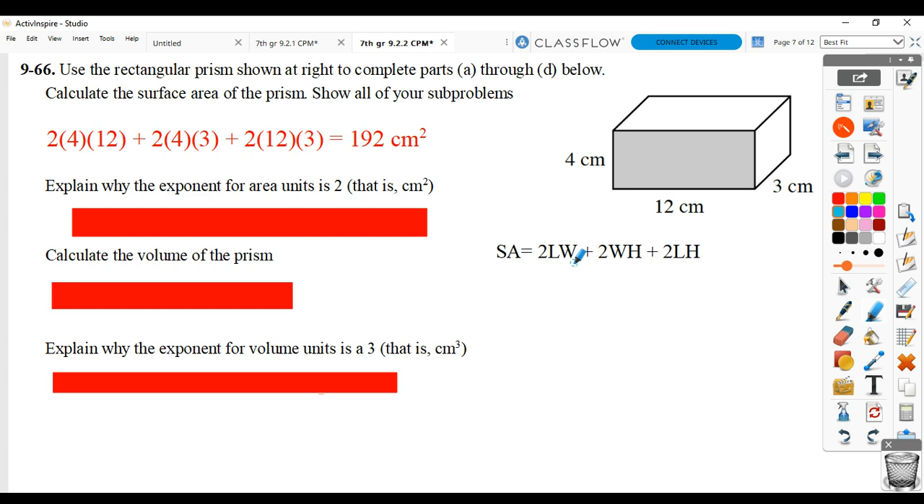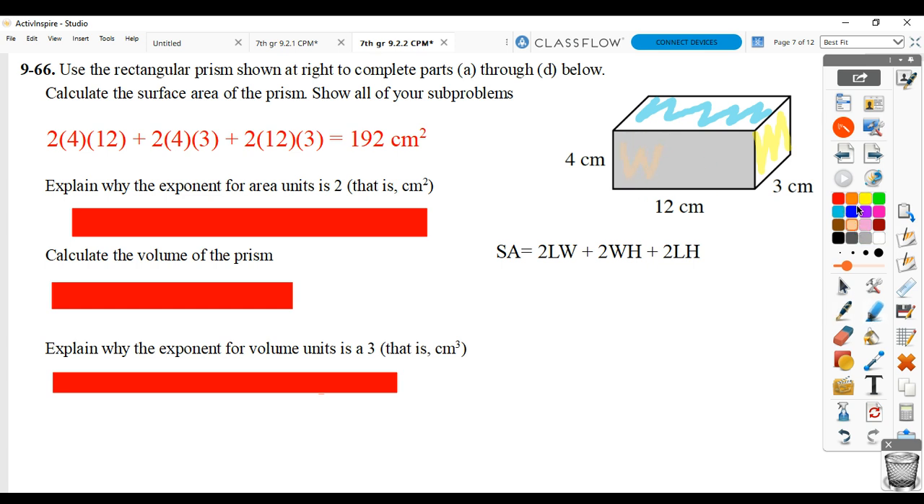Length times width is basically going to be how you find the top and the bottom. So that's why there's two of them. You're finding the area of the top and then doubling it to also include the area of the bottom. Width times height would be basically the side measurements, because here's your width, here's your height. So again, you're doubling it because you want to represent both sides. And length times height would be the front and the back.